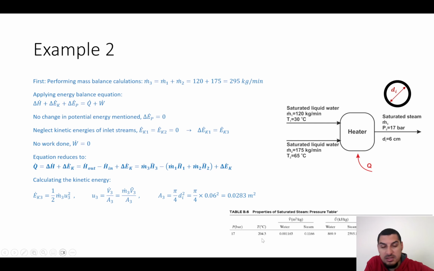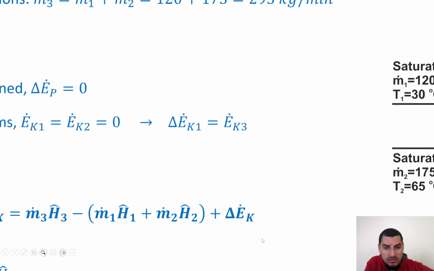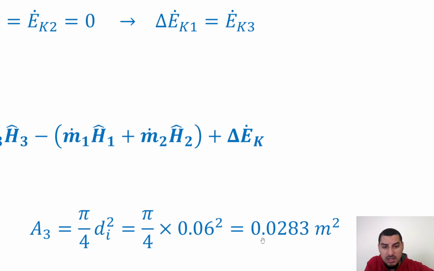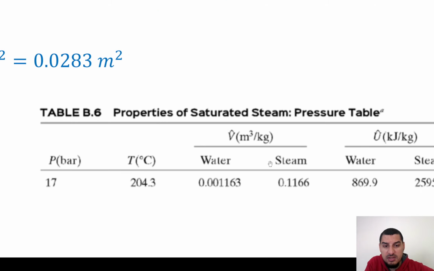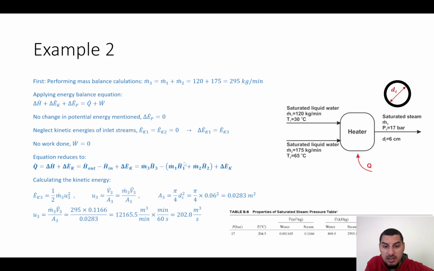So if you go to the steam table, I don't know if this is clear here or not, but if you go to the steam table, this is pressure of 17 bar. It is saturated steam, so this is going to be the specific volume in meter cubes per kilogram, and we can find this value.